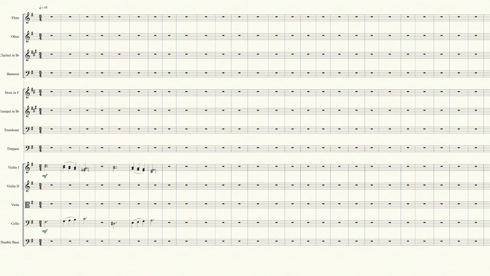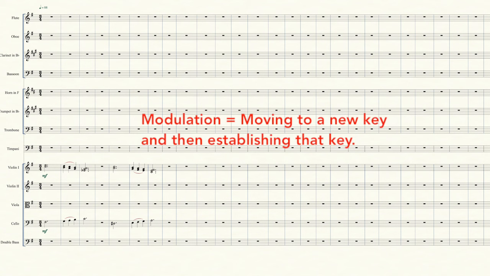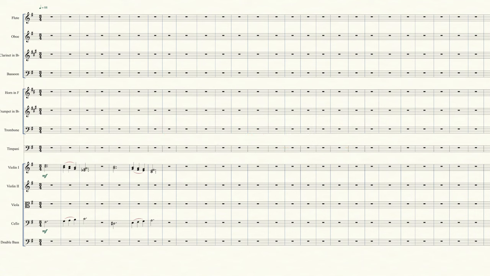But it's not really a modulation. Modulating is a more formal process of moving to a new key and then establishing that new key. Here, the music is just as unanchored in E minor as it was in G major. It slips from one key to another, one unstable chord to another. Now you see a little of how I'm building these individual phrases and putting them together into a longer structure.